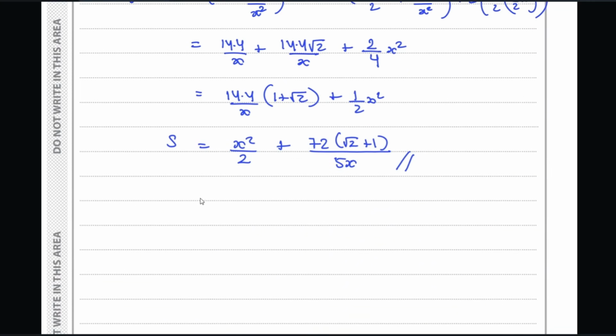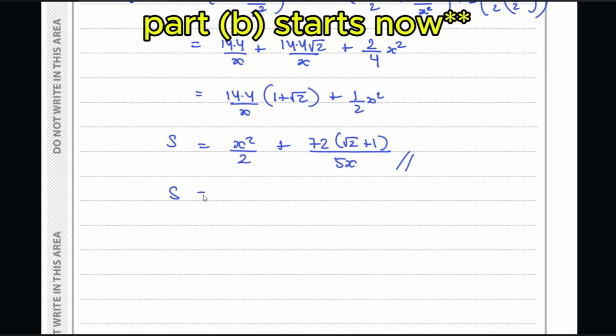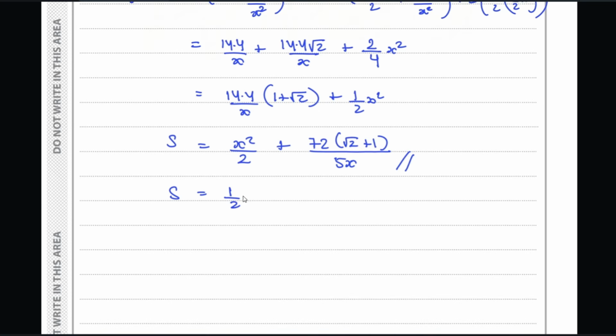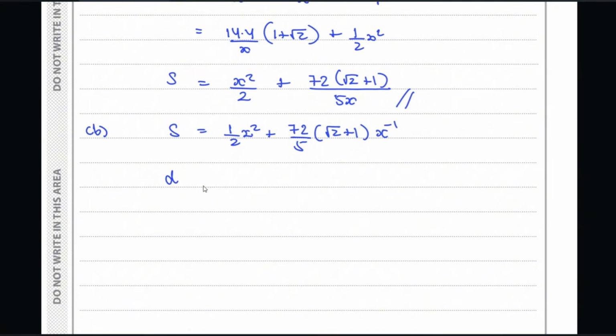So we have this. Now we need to differentiate this with respect to x. So let's rewrite this in a way that it's easy to differentiate. So this is half x squared plus 72 over 5, and these numbers root 2 plus 1, times x to the power minus 1. So here we have started question B. If we differentiate this, this becomes ds over dx.